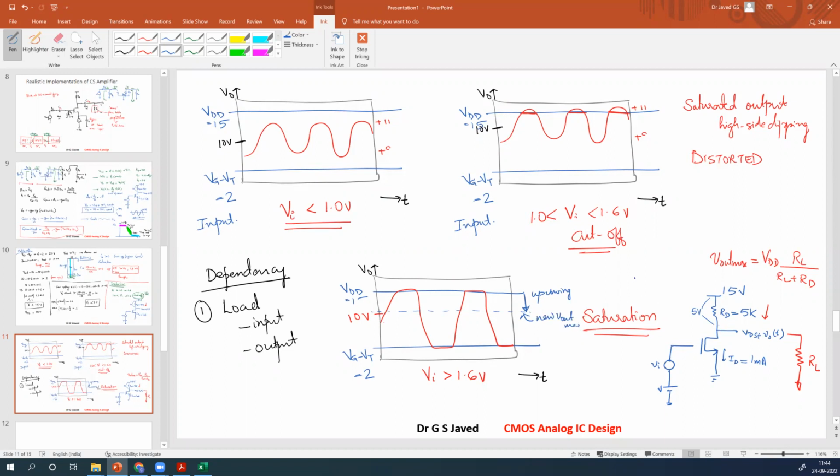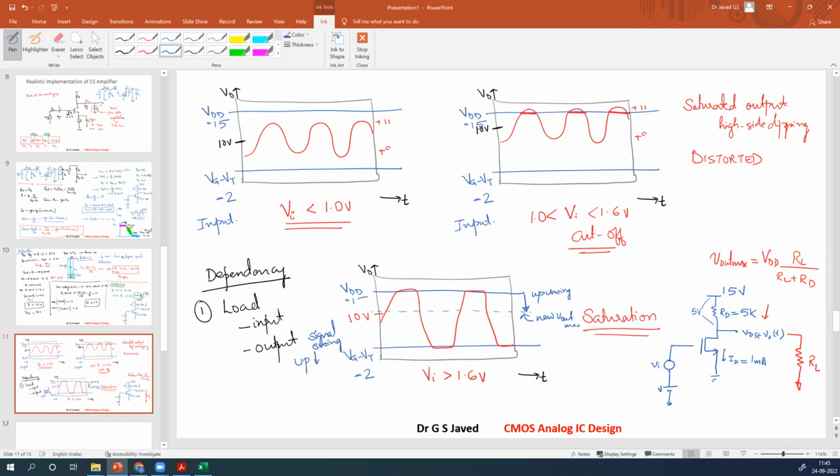Nothing has happened to the ground. So your voltage gain will still be the same, but your swing will change. So what does this mean? So your signal swing reduces as you add a load. So with output load, signal swing reduces and it is the upswing which reduces.